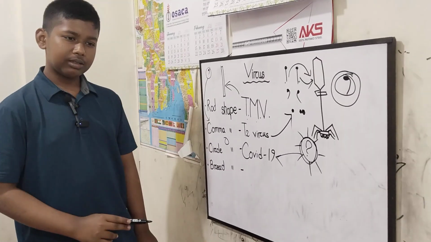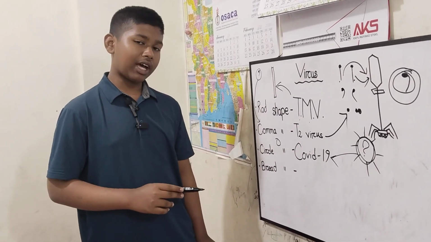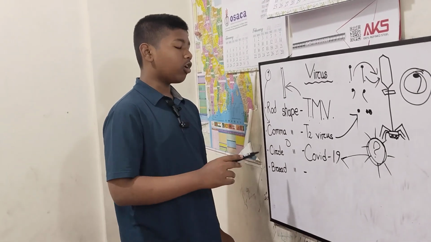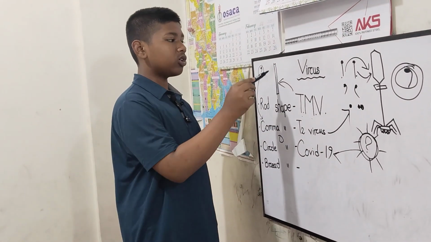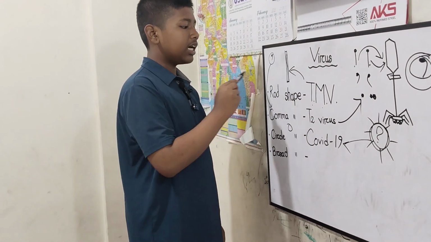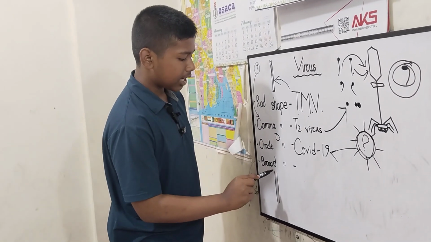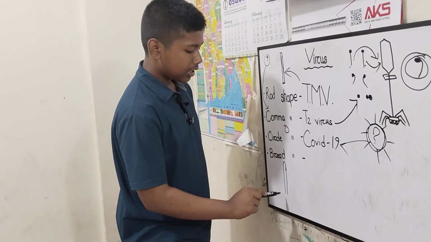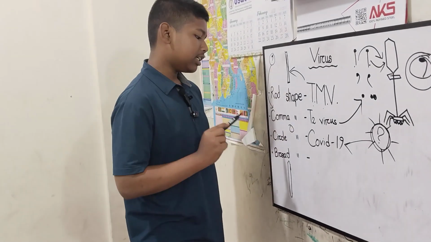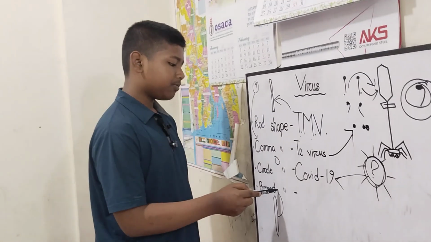Bread. Isn't bread a food? You might be asking that. But bread is also a shape. You see, rod shapes are those that have corners, but bread shapes are those that are complete straight lines but with bends. See that? That is a bread virus.